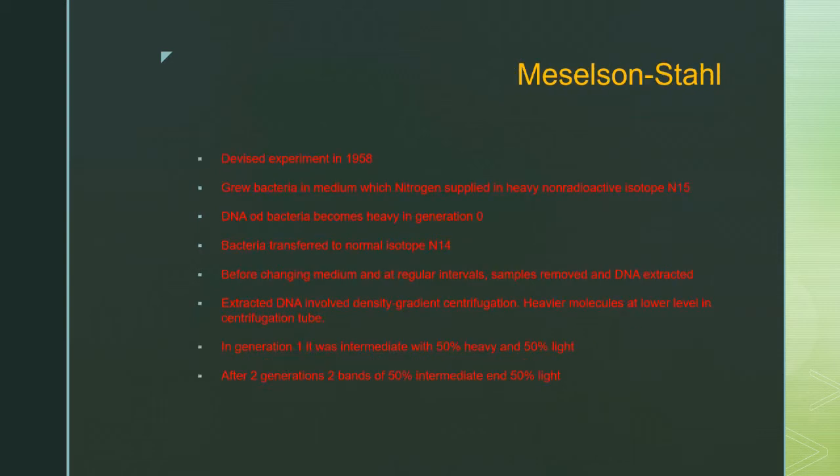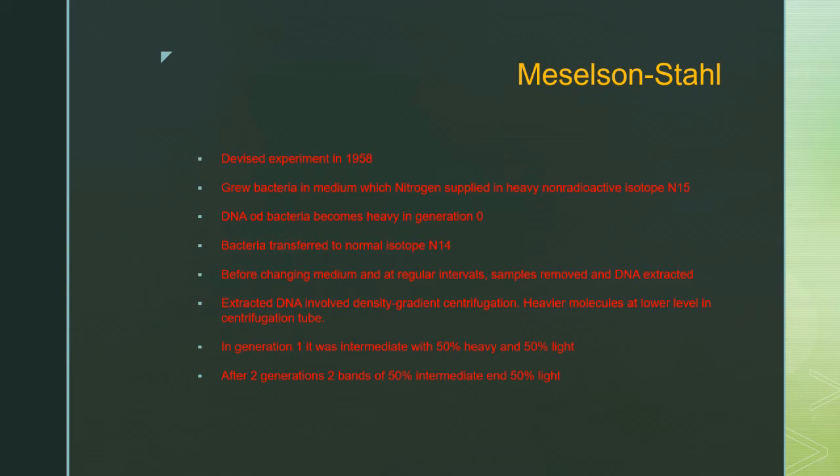Finally, we're going to talk about Meselson and Stahl, and they devised an experiment in 1958 which grew bacteria in a medium in which nitrogen was supplied in the heavy non-radioactive isotope N15. N is for nitrogen. DNA in bacteria became heavy in generation 0, and then it was transferred to the normal isotope nitrogen-14. At regular intervals, they removed samples and extracted the DNA.